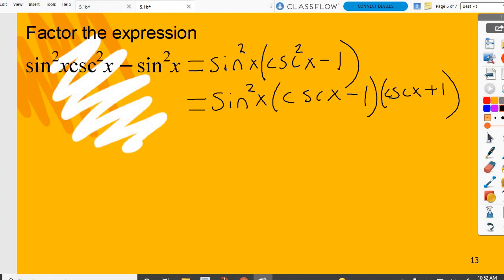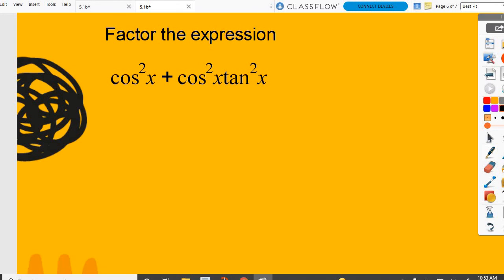And that's why instructions are important. Because if it said and simplify, then yeah, we could use one of our Pythagorean identities. But here it asks us just to factor. So that's what we're going to do. We're going to factor it. Questions on that? Alright. We have one last example.